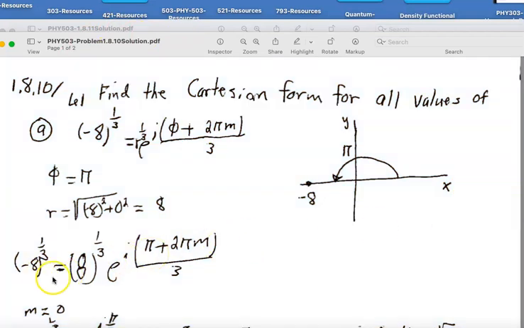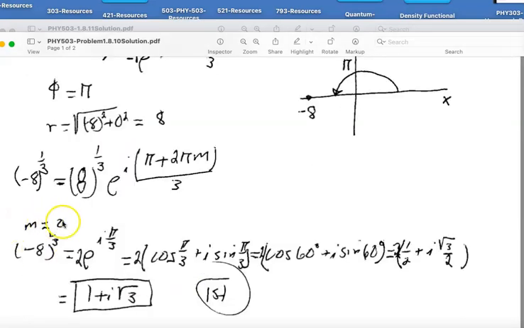Therefore, using the general formula, the cube root of negative 8 is equal to the cube root of r, which is the modulus, times e to the i, and this angle phi that we calculated there, plus 2 pi m, over n, where n is 3 in this case. Now I can put in values of m, and from those values I will determine the actual expressions in the Cartesian form.